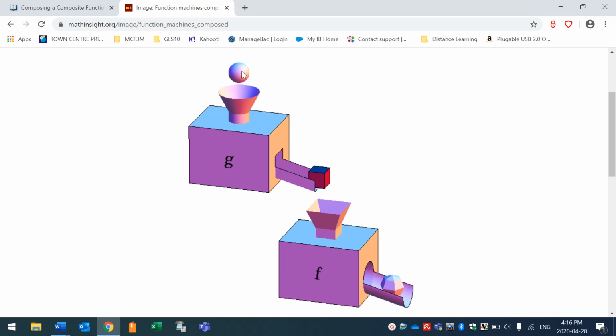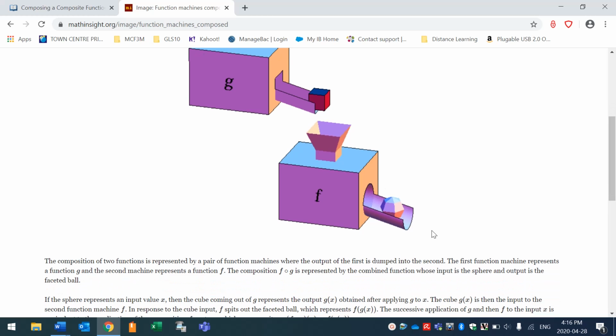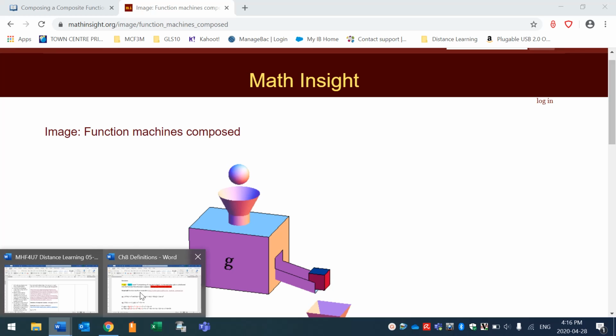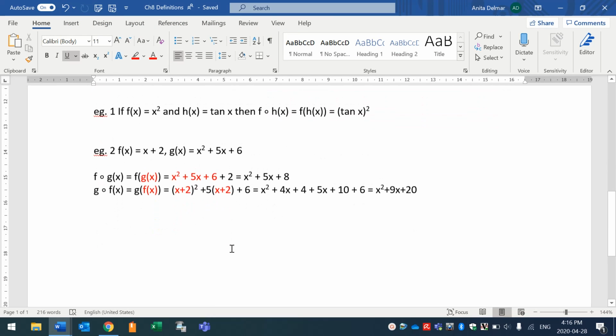You start with something, a value, goes through one function, becomes something else, goes through the next function, which it has to be able to fit into, and comes out as something different again. So let's go back to our mathematical discussion of it here. And let's look at example 1 here.